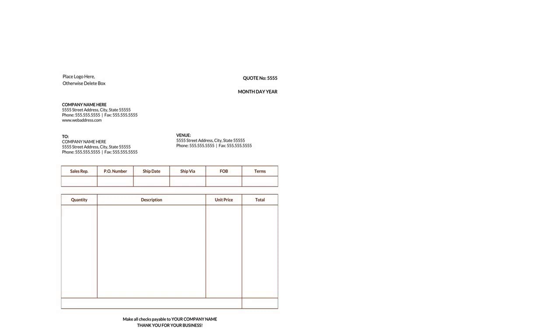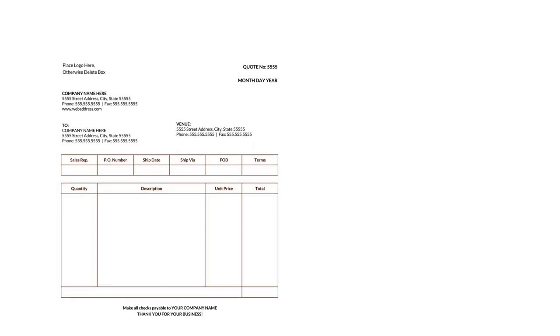We can see several columns. We can see the company name, where it is being sent to. Also, we have the column of the quantity, we have the description, we have the unit price, and we have the total. So that is an example of a quotation.